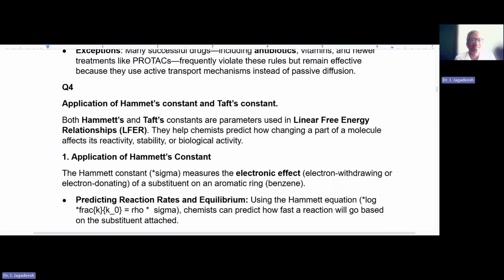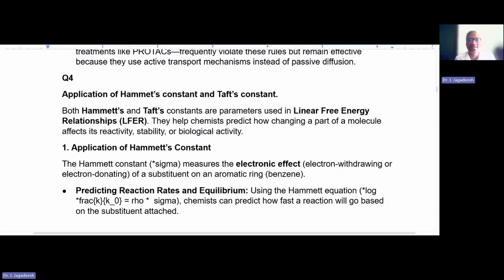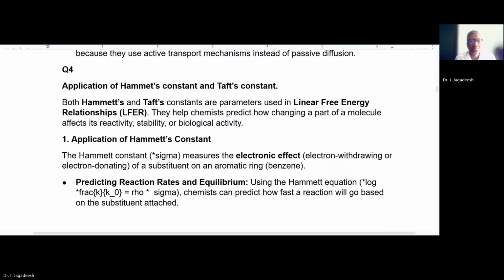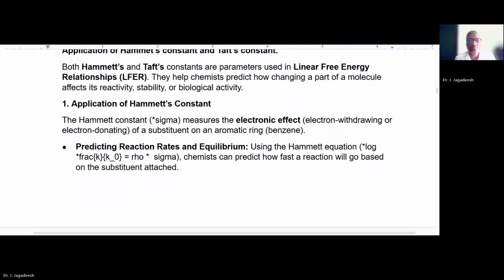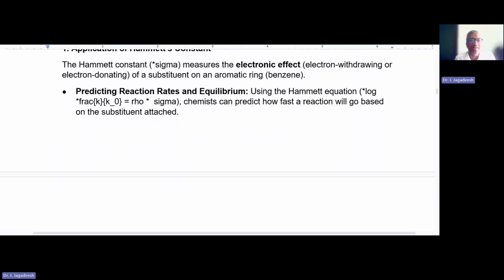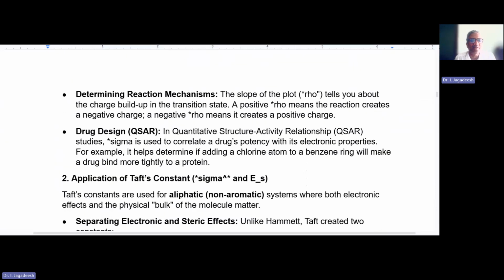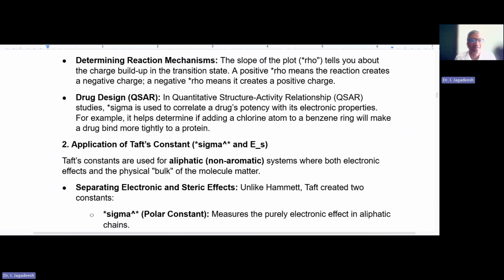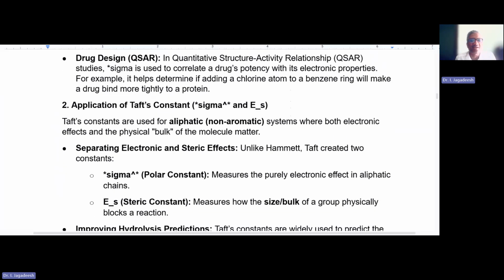The fourth question is the application of the Hammett constant and Taft constant. These two constants are used: the Hammett constant measures the electronic effect, both electron withdrawing and electron donating, and it is used in QSAR. The Taft constant is used for both the steric effect and the electronic effect.